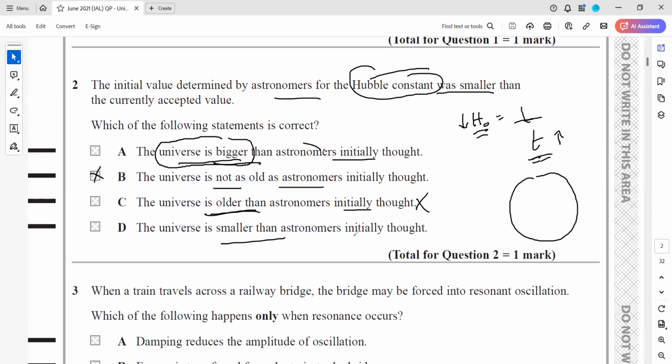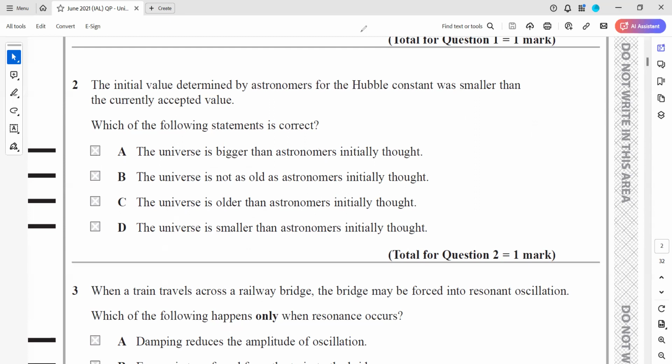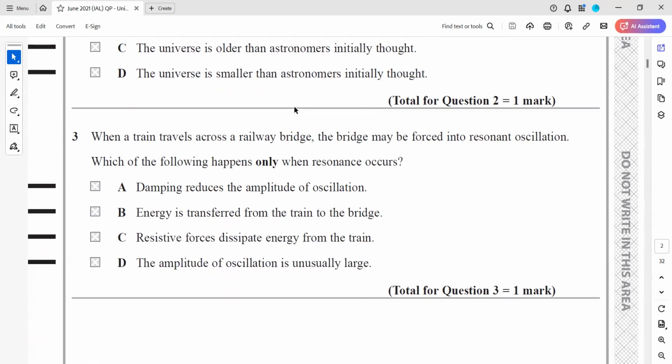The universe is smaller than the astronomers initially thought. The size of the universe, again, the Hubble constant does not indicate. It mainly indicates time, because there is no scale to say the size of the universe is small or big. It's about the time interval. The size of the universe we can estimate by using the average density and the actual density, comparing actual with average density, then we can compare the size.